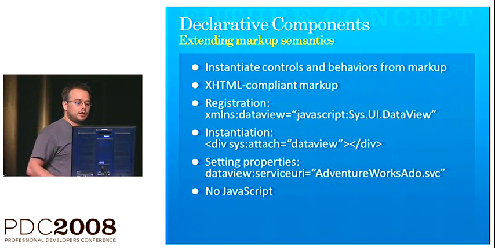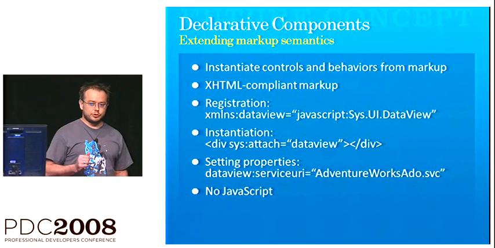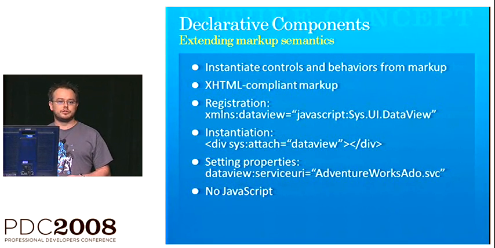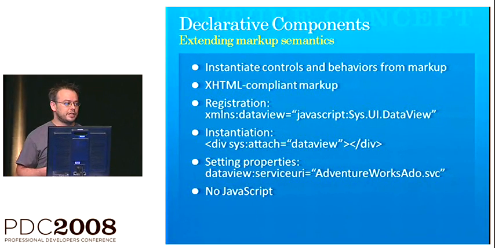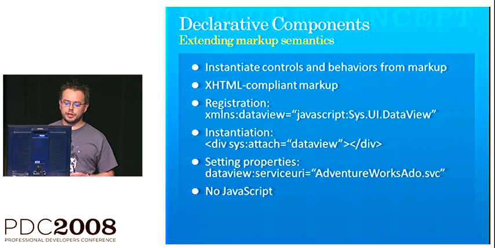So, if you use ASP.NET, you know that in order to use controls, you have to register them. So there is an equivalent concept here. The registration is done by declaring an XML namespace. This is done by doing xmlns colon the name of the namespace that you want to create, and you point it to a URI.